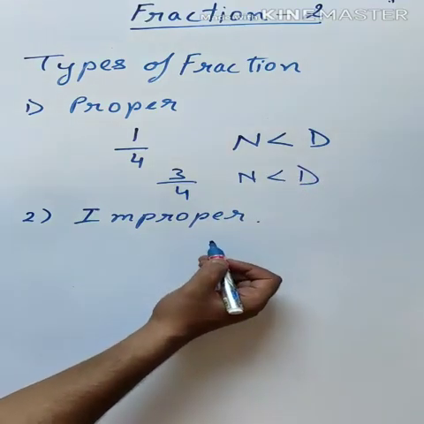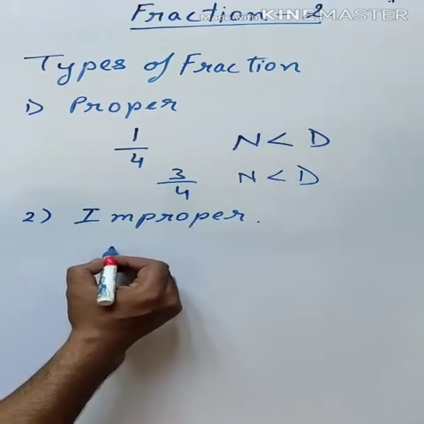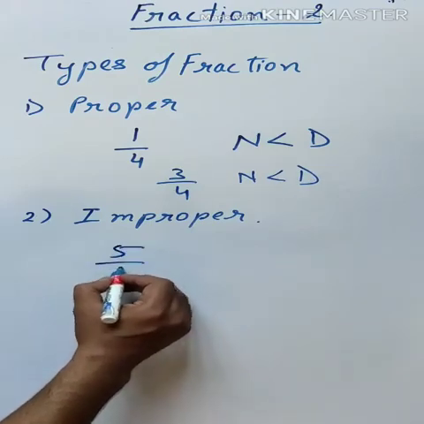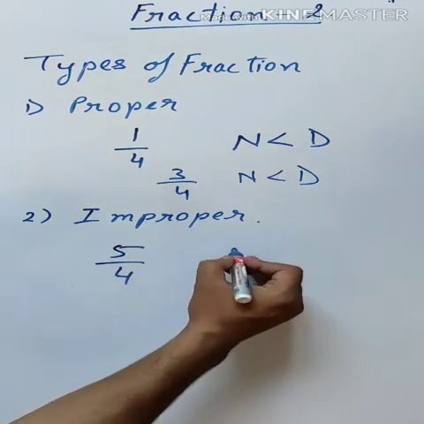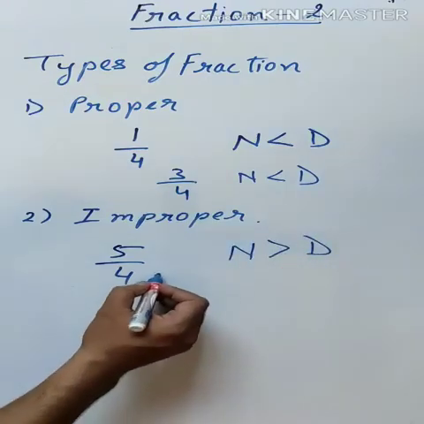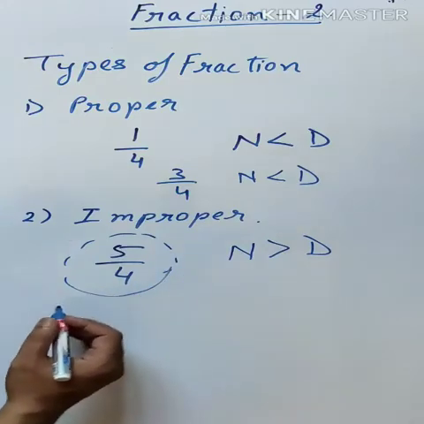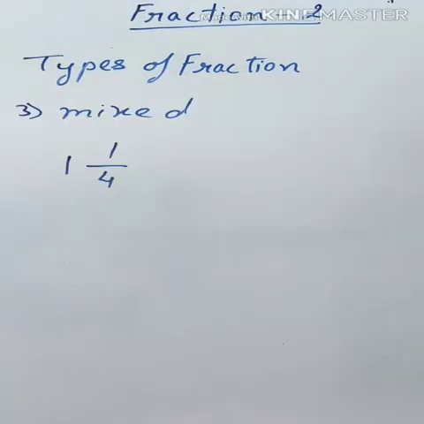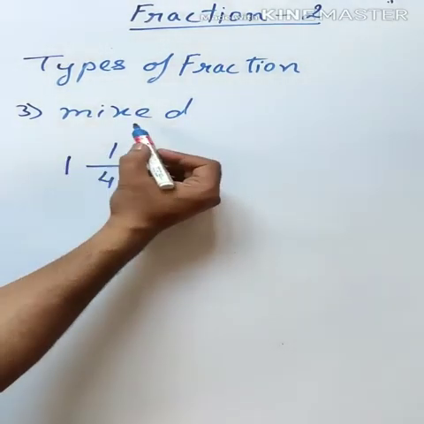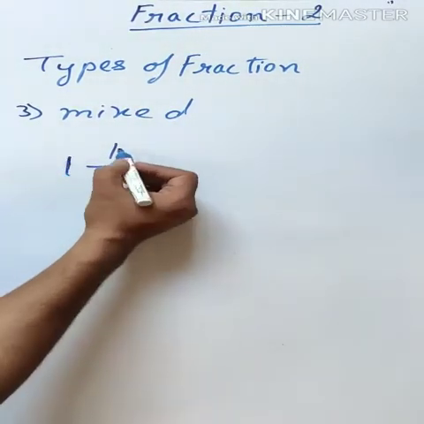But an improper fraction, so if I say 5 upon 4, here the numerator is greater than the denominator. Therefore this fraction is called an improper fraction. Okay. The third type is the mixed fraction. So for a mixed fraction, we write 1 whole 1 upon 4.